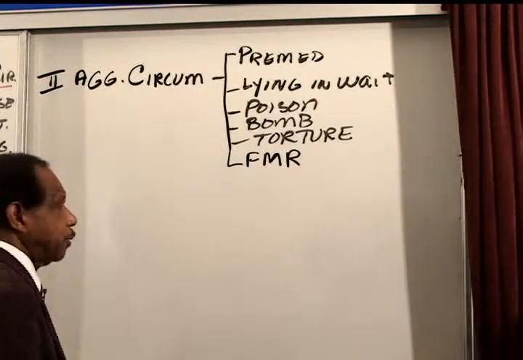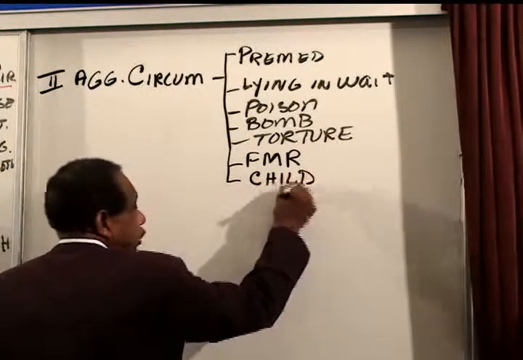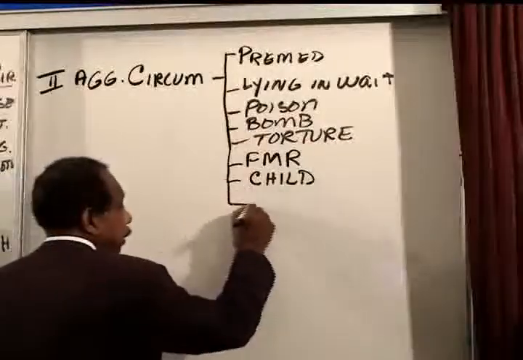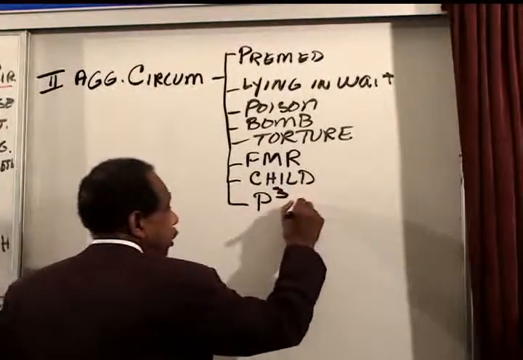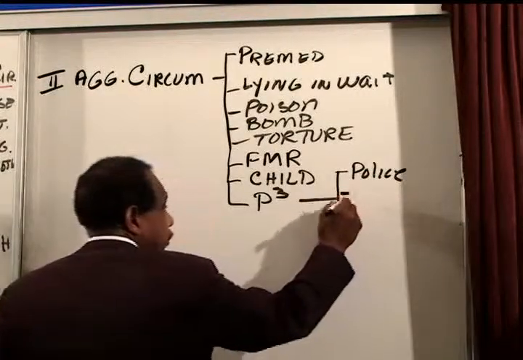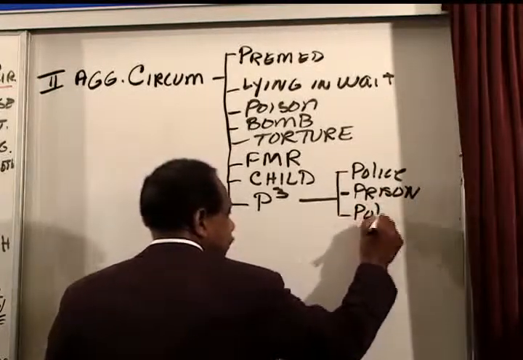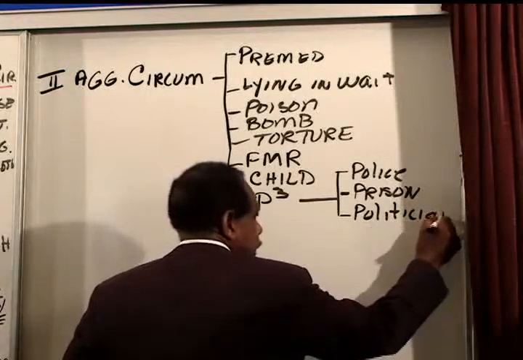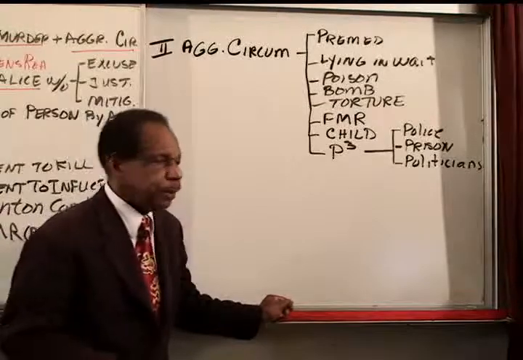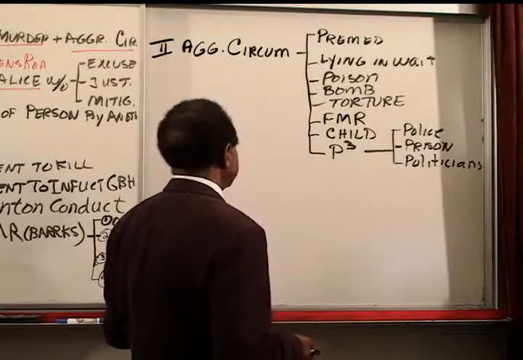We talked about that a minute ago earlier. Killing of a child during certain sex acts will get you first-degree murder. Killing of what I call P-cubed, and the P-cubed are police in the line of duty, prison guards in the line of duty, and politicians. And if you kill a politician in order to prevent that person from carrying out their political agenda. Now, so these are the circumstances that will get you first degree.